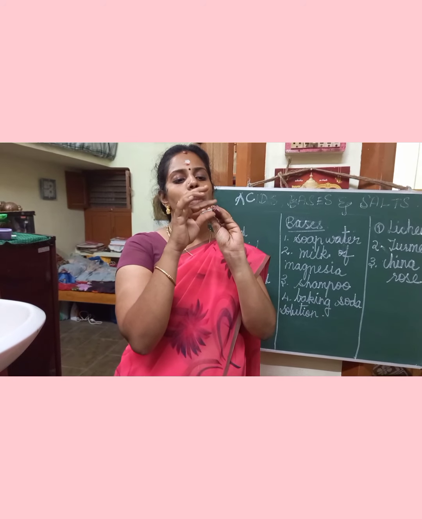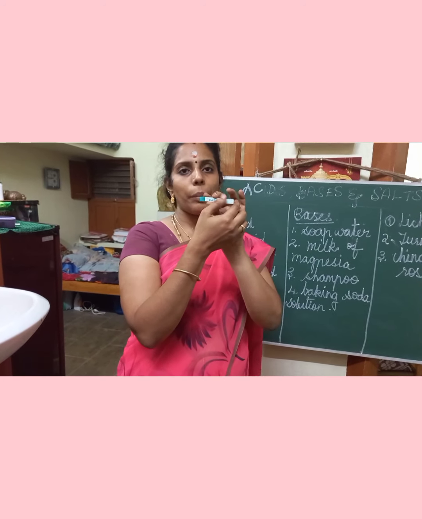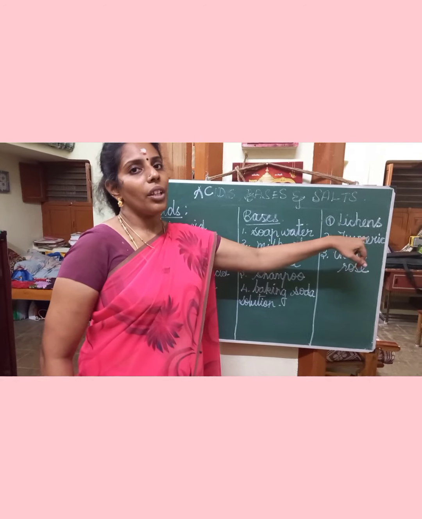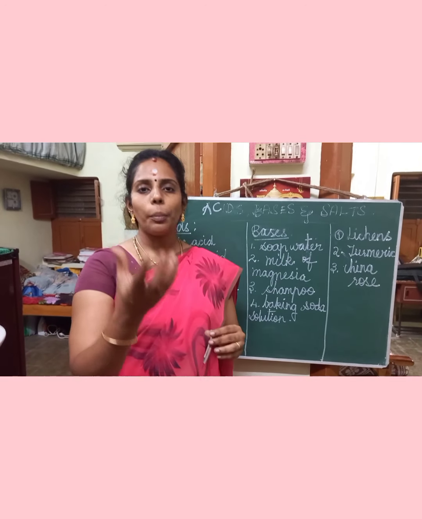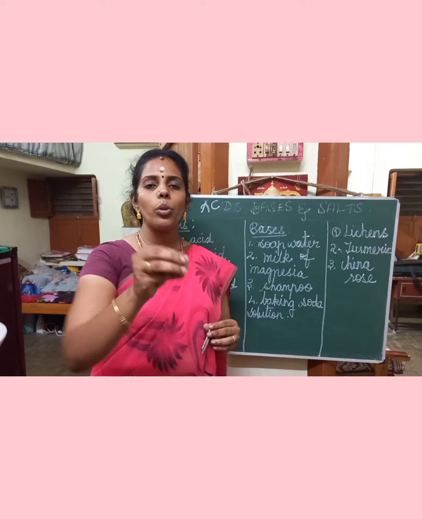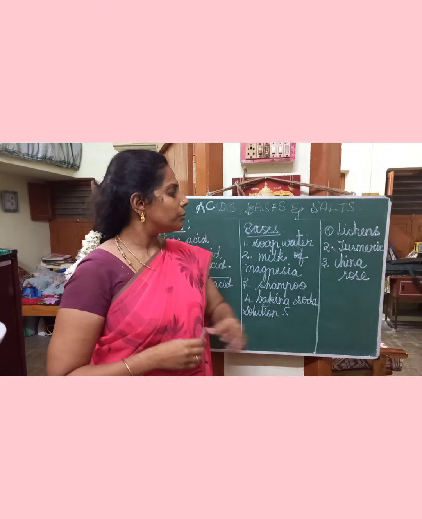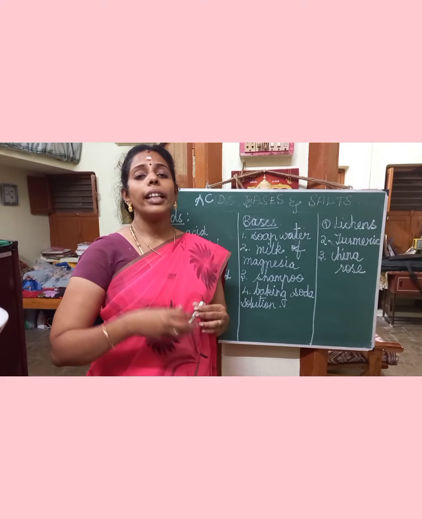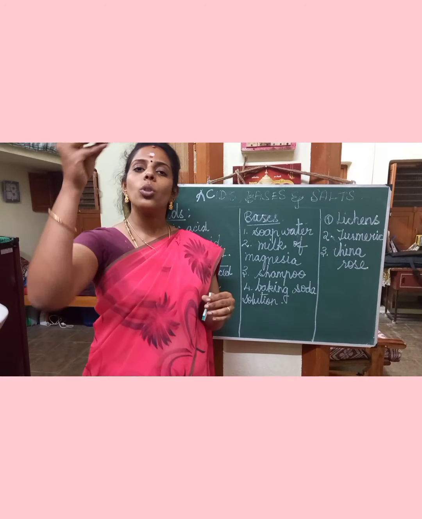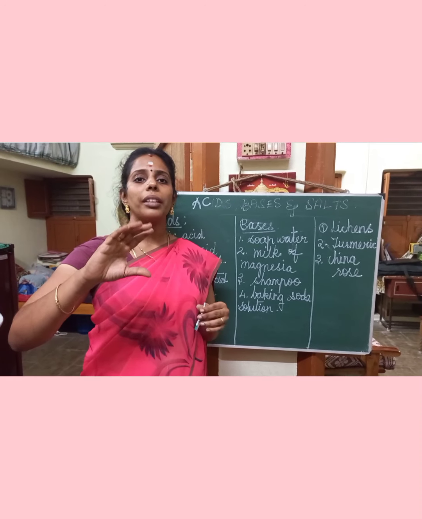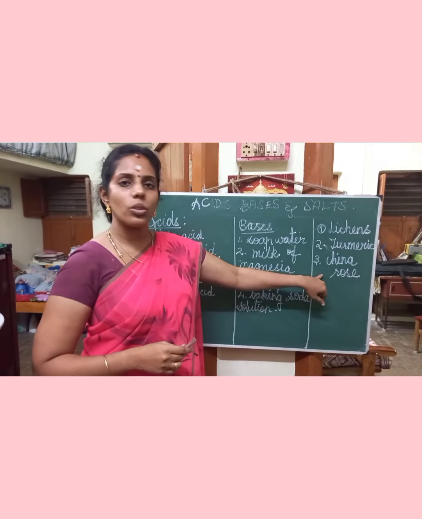This is the litmus paper. This is the blue litmus paper. And next one, turmeric. We all know turmeric very well. Take a cup of water and add some turmeric powder. We will get a turmeric solution. China rose: we can take the petals of China rose, soak them in water and leave them for some time. That solution is the China rose solution.